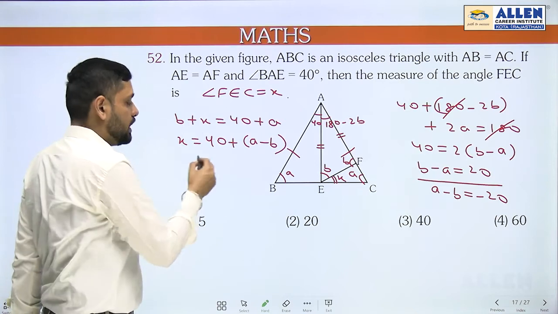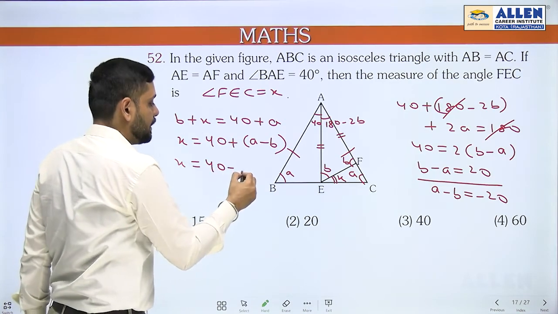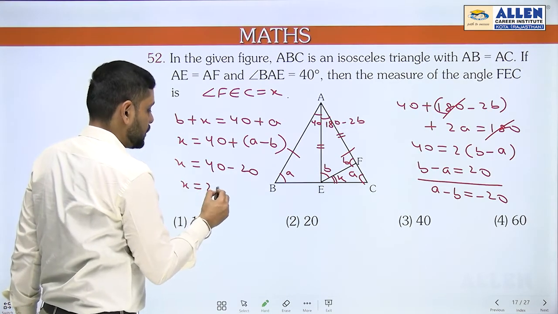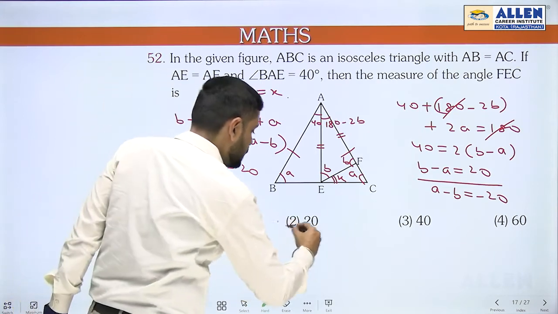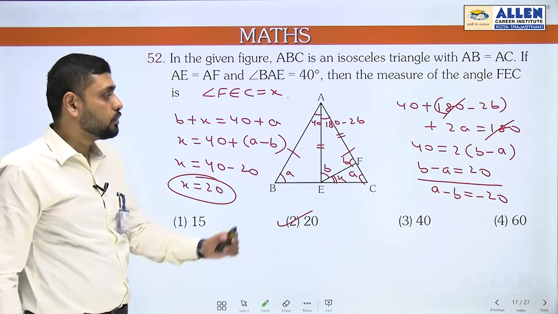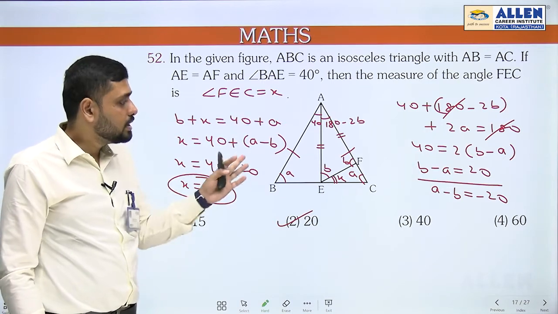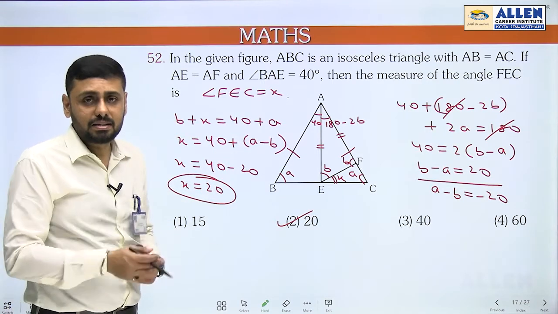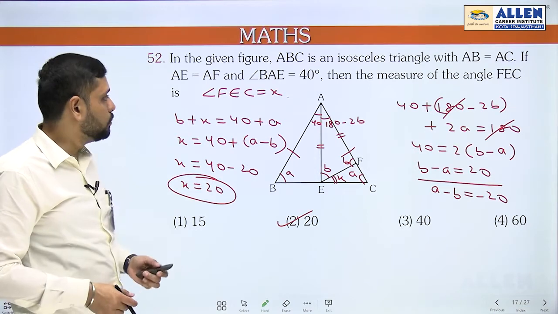And we'll keep the value of A minus B here. So we'll get 40 minus 20. So X will be 20. So the value of X is 20. In this way, we need to solve this question. Again, very easy question, just the simplification part and understanding the concept, right? So now we'll move on to the next question.